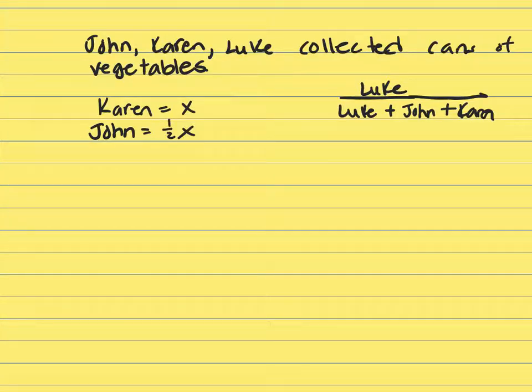And then also, John collected 1/3 the number of cans that Luke collected. So I need to know about Luke. And I can interpret that if John collected 1/3 the number of Luke's, that means Luke was 3 times the number of cans for John. So take 3 and multiply that times John's number of cans, which is 1/2 X. And that's 3/2 X.